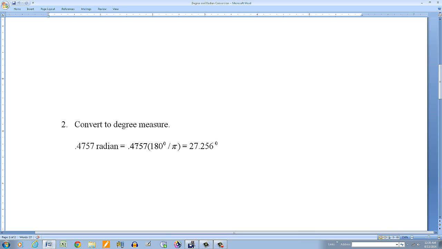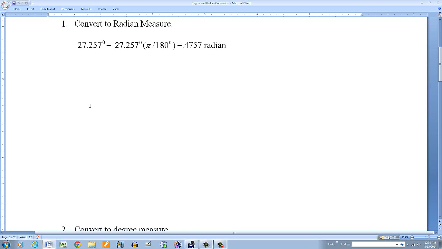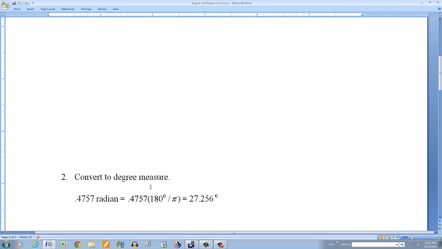So 0.4757 times 180 over pi, you get 27.256 degrees. Okay, a little bit of error over here, it was 27.257, but again, because we rounded off, that's the error that happens. Okay, so that's close enough.